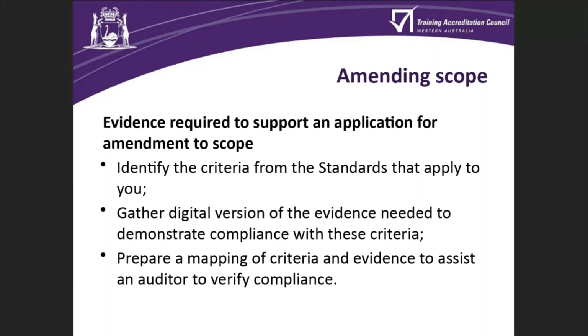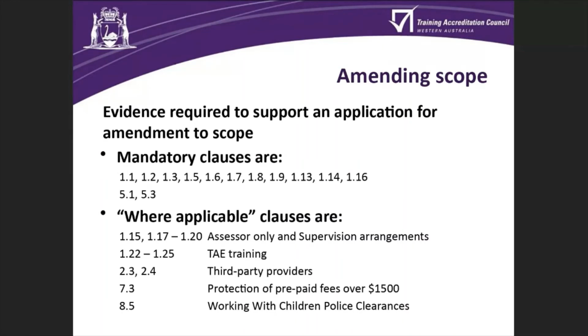So you need to go through the same sort of process as you've always done from the beginning of your life as an RTO, of building up a body of evidence in relation to the criteria that apply to you. But you need then to prepare a mapping of criteria and evidence to assist an auditor to verify compliance if an auditor is going to be involved. We'll come back to that notion in a moment. But first, let's look at the criteria that you need to consider in amending scope.